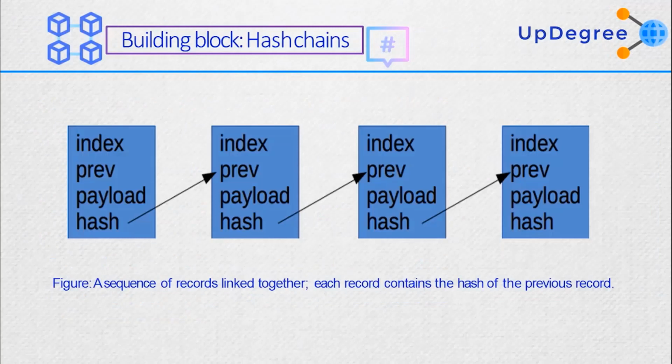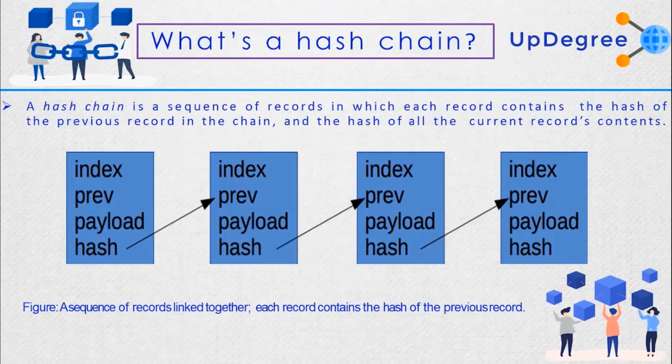So hash chains is basically, here I'm just trying to give you how the records are linked together. Every hash is linked to the previous record. That is what I'm trying to show you in this slide, nothing more than that. So what's a hash chain? A hash chain is a series of records in which each record contains the hash of the previous record in the chain, and the hash of all the current record's contents. So the hash gets converted to the previous one, previous to previous, and finally previous. So linking records together, each record contains the hash of the previous record. That is the most important one.